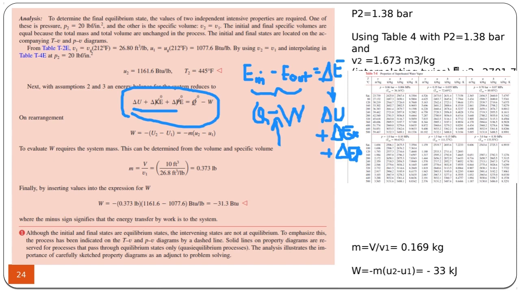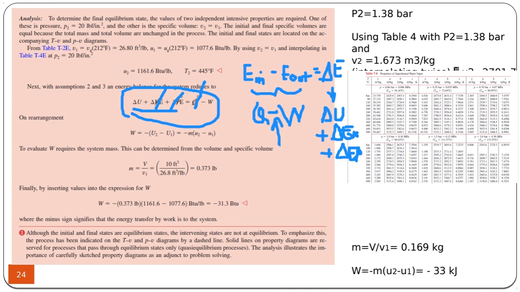The change in the kinetic and potential energies can be taken to be zero. The tank is well insulated. It's given in the problem statement. And we have the change in the internal energy being equal to minus W. So W is minus U2 minus U1.